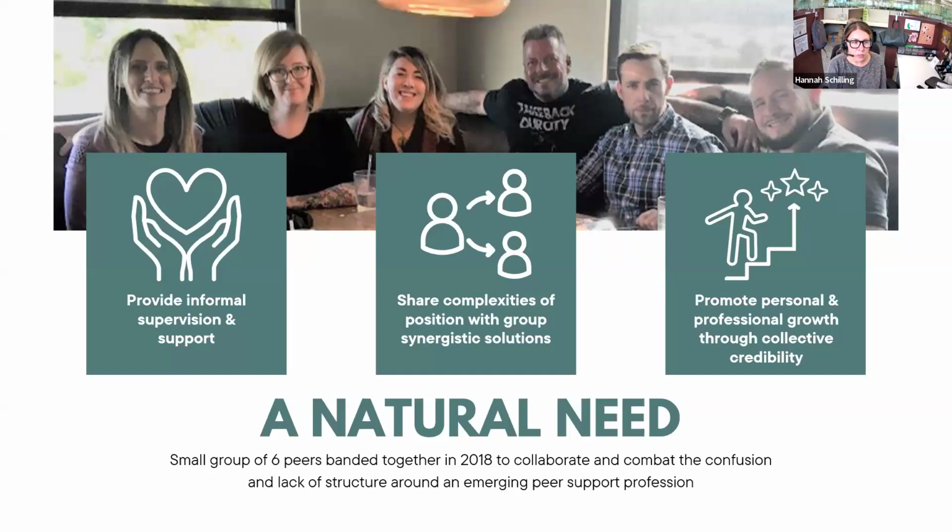And what we realized is that we didn't have supervision. Our organizations didn't have an understanding of what our actual role was going to look like, and we weren't being guided by our organization. So what happened is we started coming together and guiding each other. This happened naturally because of the confusion created by a lack of understanding of what peer support is. We started collaborating with each other. We started providing informal supervision and support. We were sharing the complexities of our roles, and we were offering different solutions in a group-based setting. And then we were promoting personal and professional growth.